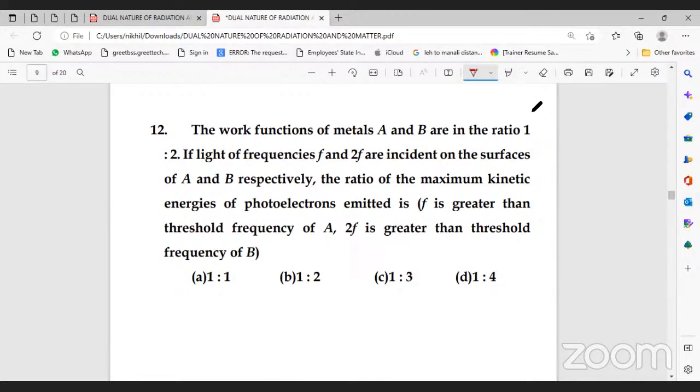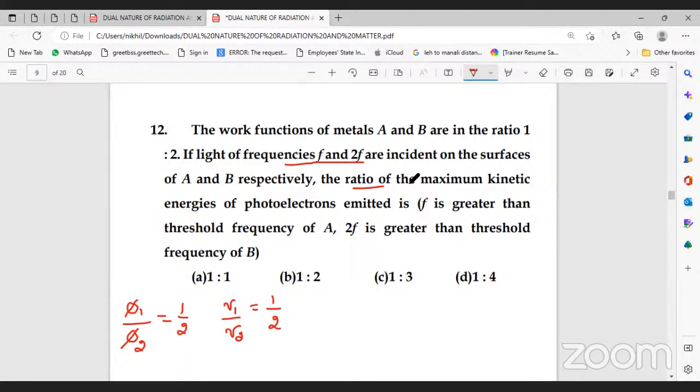I think you can manage this. What is the work function of the metals A and B? So 1:2. The work function ratio is given as 1:2. What are the incident frequencies? So F and 2F. Nu1 by nu2, F divided by 2F, means 1 by 2.